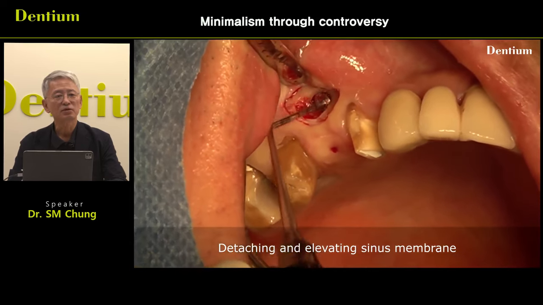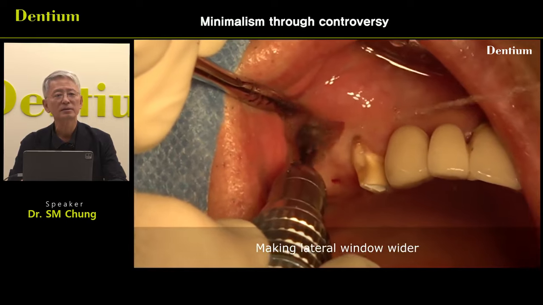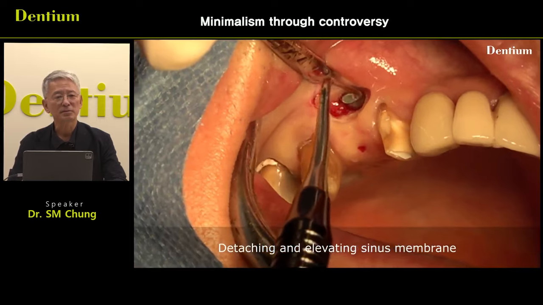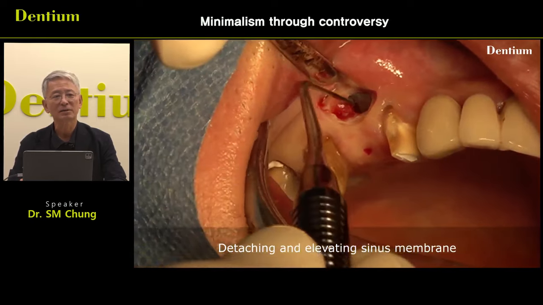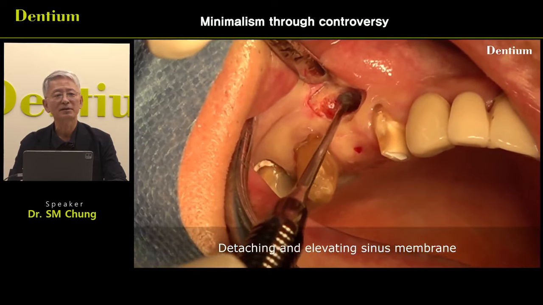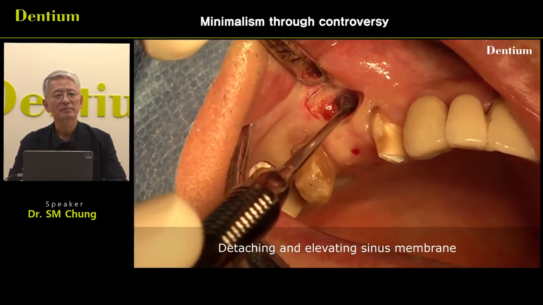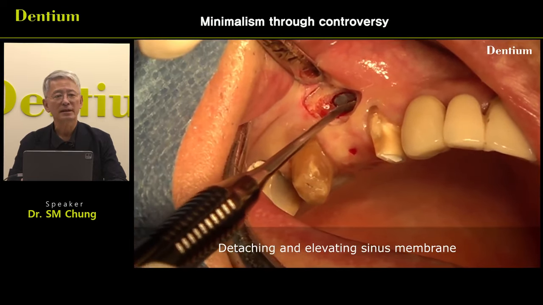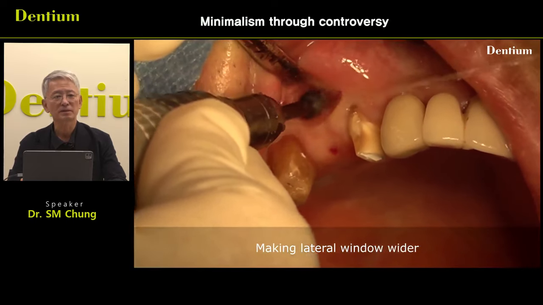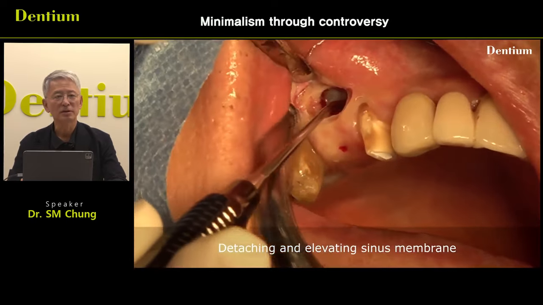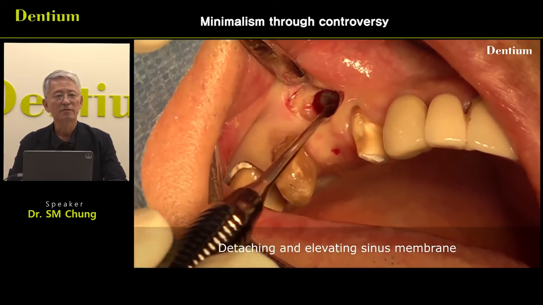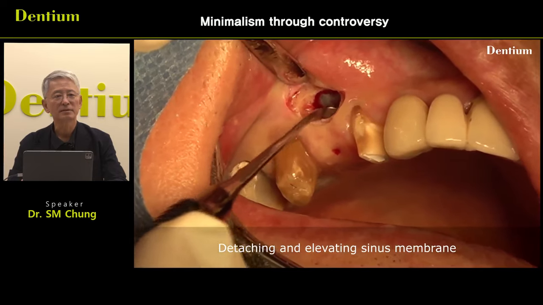Step by step, we change to a slightly larger instrument. After the initial detachment, we do a little more grinding, to prevent membrane perforation, with step by step retraction of the flap. The instrument is very small, so it works very efficiently. We grind out the lateral hole and elevate the membrane for the 7 millimeter length implant.